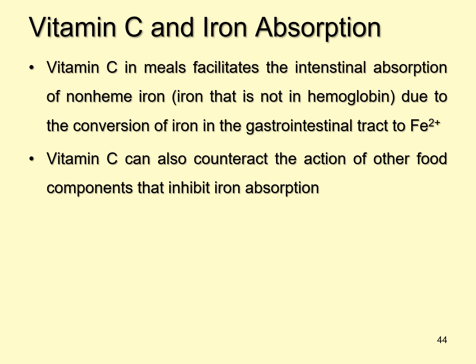It can also be used for iron absorption. Vitamin C in meals facilitates the intestinal absorption of non-heme iron, or iron that is not in hemoglobin, due to the conversion of iron in the gastrointestinal tract to iron 2+. Vitamin C can also counteract the action of other food components that inhibit iron absorption.